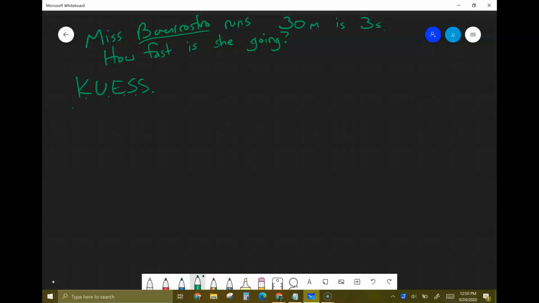All right, first K is knowns. So what do we know from the problem? Well, we know that she runs 30 meters in 3 seconds. Now 30 meters tells us that that is a distance or a displacement. I'm assuming that it's positive. I'm going to assume it's displacement, 30 meters. She's displaced 30 meters. And I know a time, the delta t is 3 seconds. All right, so those are my knowns. That is what I know from this problem.